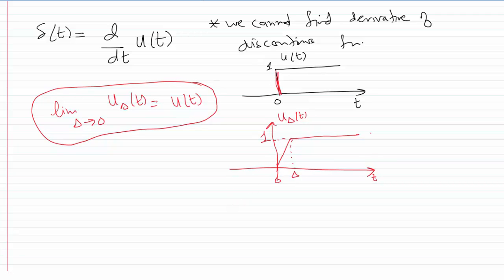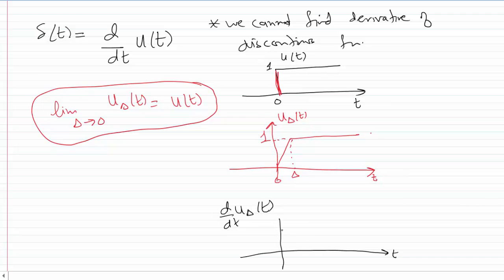Now this function is not discontinuous, so we can find its derivative. And if I'm asked to find its derivative, that's going to look something like this. Remember that the derivative of a function is nothing but the slope of the function, and the slope of this function in the interval from 0 to delta is 1 by delta, and the slope of the function after delta till infinity is 0. So the slope is going to be 1 by delta till delta, and then it gets to 0, and a 0 here as well. I'm going to call this function small delta of capital delta.